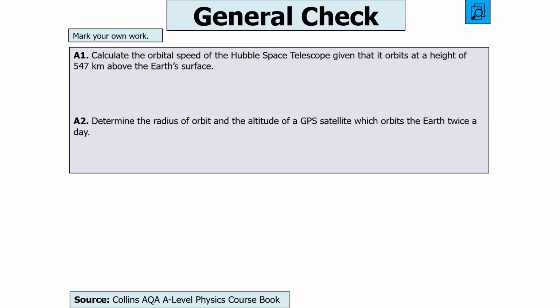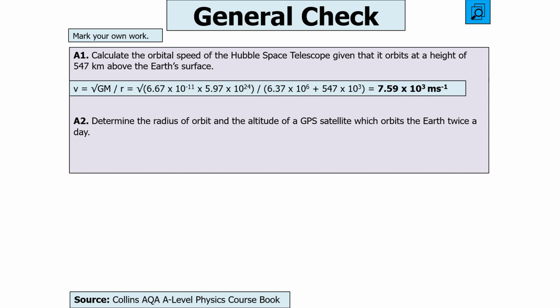Right, in this first one, we've got to be able to work out orbital speed. So we're using our equation which we talked about before, where v is equal to the square root of GM over r. That's the equation for orbital speed. We can pop in all the values.